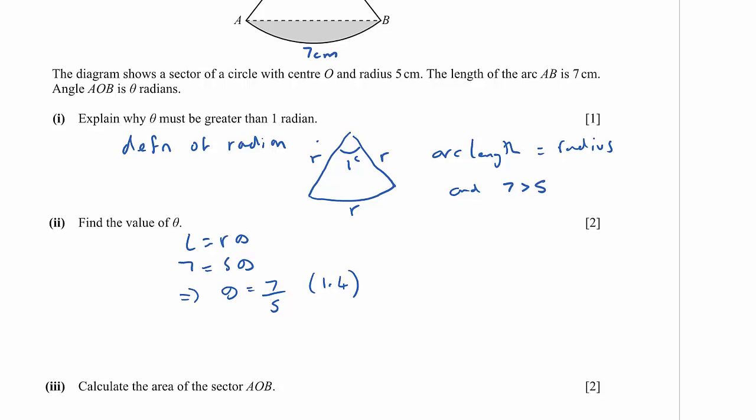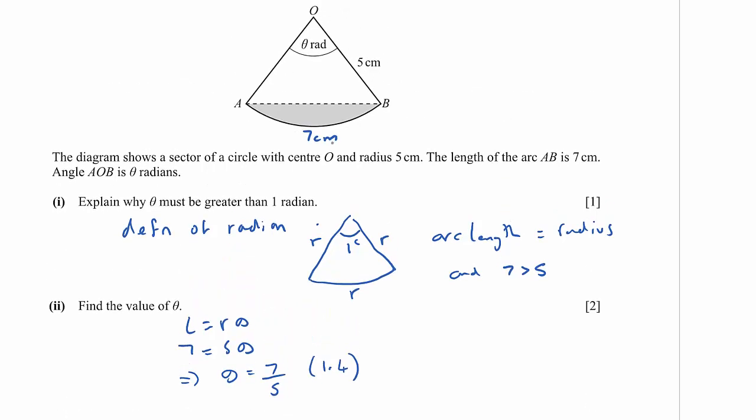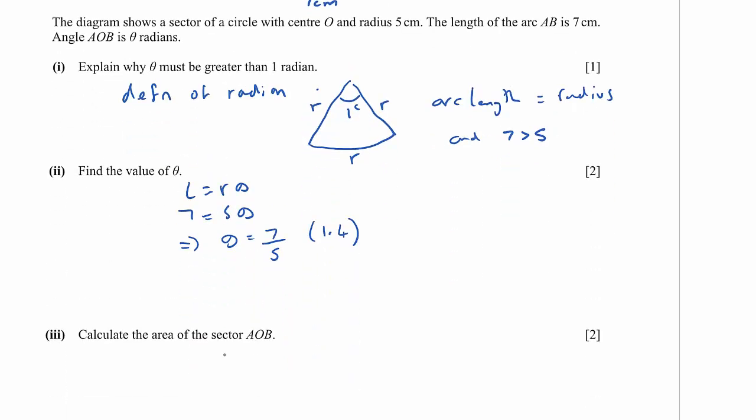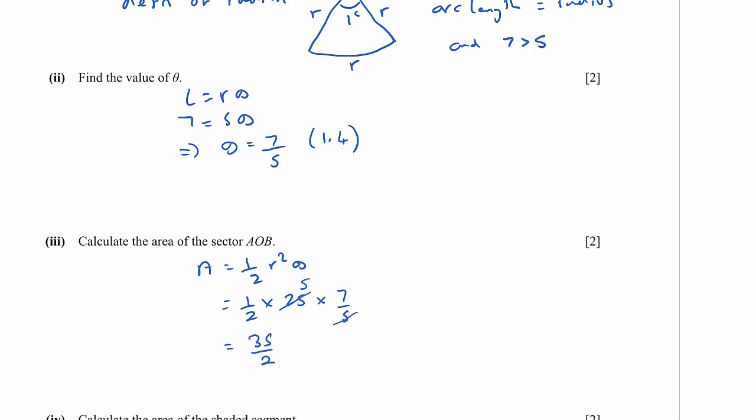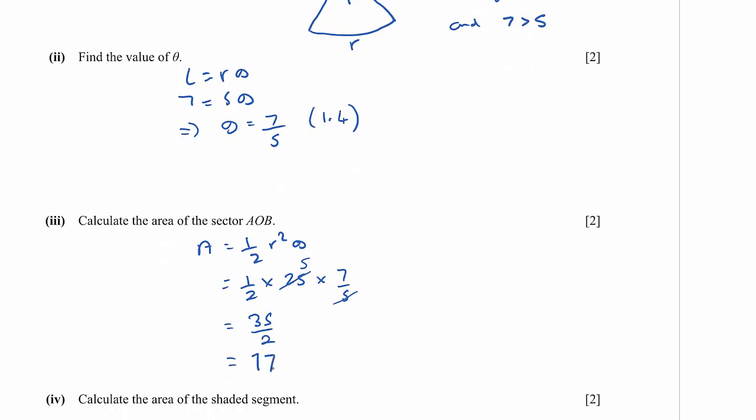Calculate the area of sector AOB. So that's the whole sector. Well, we know that the area is a half r squared theta when theta is in radians. So that's going to be a half times 5 squared times 7/5. And of course we've got a calculator, but I can do this without. So that's just going to be 35 divided by 2, which is 17.5 square centimeters.